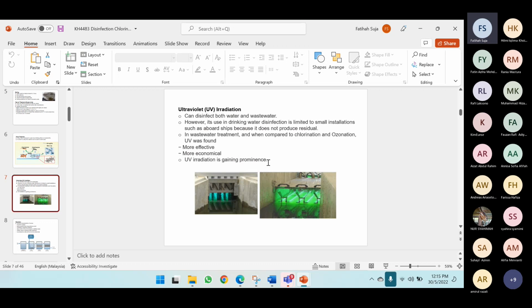Okay, so this is based on a case-to-case basis, because you cannot say that UV irradiation is always useful and can be applied in any situation.